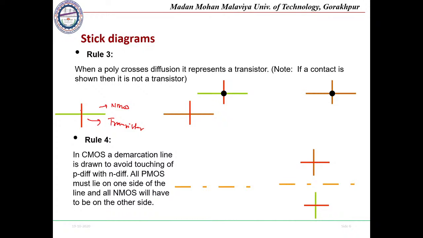Similarly, if the polysilicon line, which is red, is crossed by a yellow color line, that represents a PMOS. One more thing: if a contact is shown, then it is not a transistor. The structure would otherwise behave like a transistor, but if at the point of junction we have a contact, then it will not show a transistor. Whenever a contact is there, it only shows the contact between two different layers.